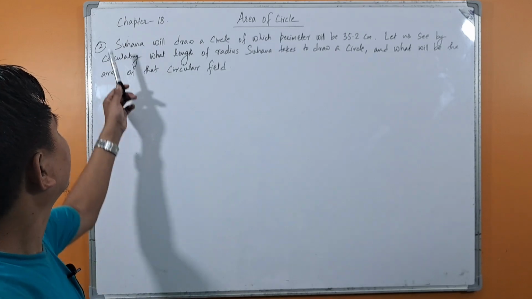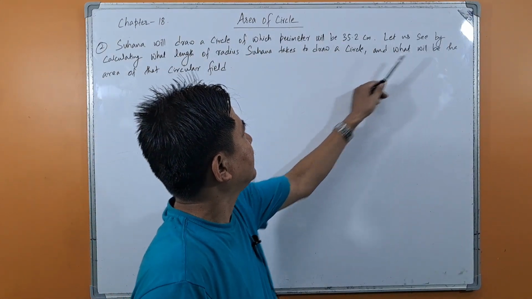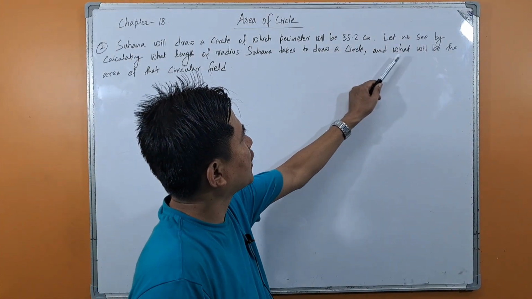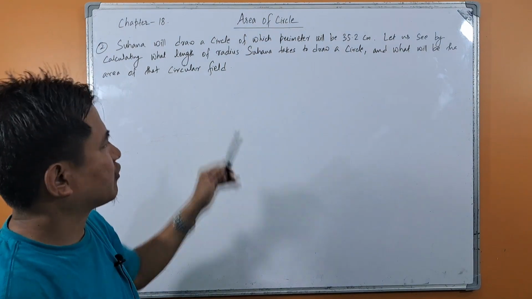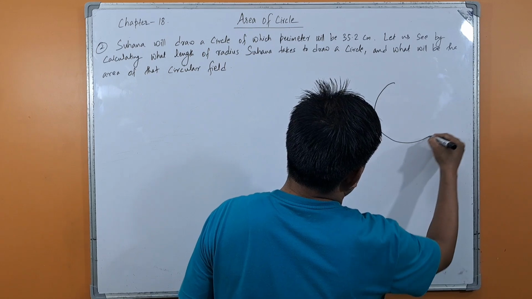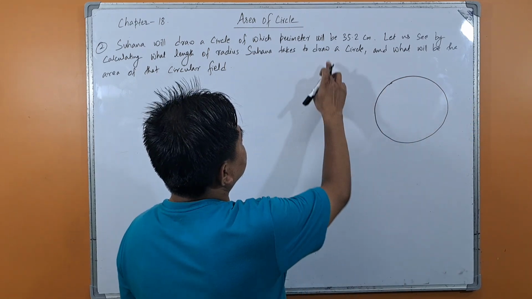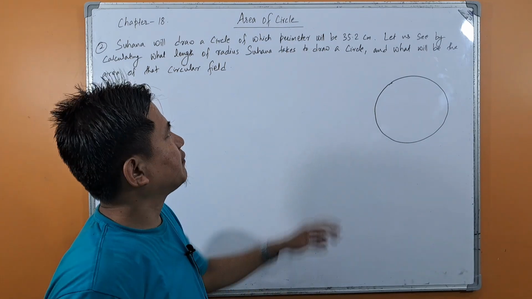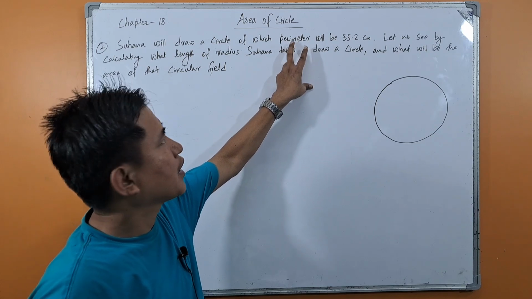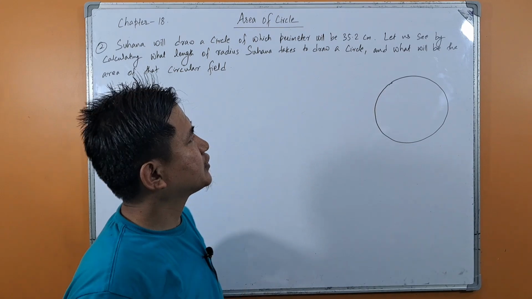Question number 2. Suhana will draw a circle of which perimeter will be 35.2 centimeter. Let us see by calculating what length of radius Suhana takes to draw a circle and what will be the area of that circular field. Now let us understand the question. Suhana draws a circle. Now circumference of this circle is given to us. Perimeter and circumference, same thing. Sometimes we use the term perimeter and sometimes we use circumference. Both are same. Perimeter is given 35.2, means circumference of the circle is 35.2 centimeter.